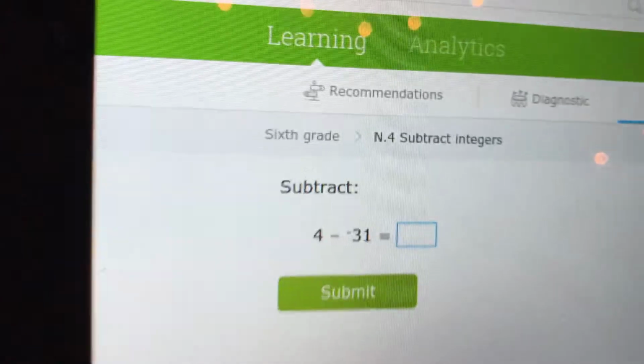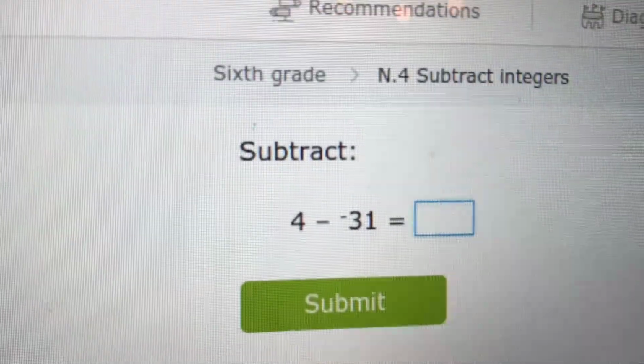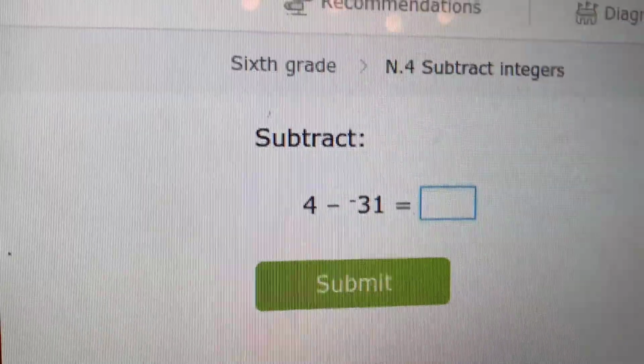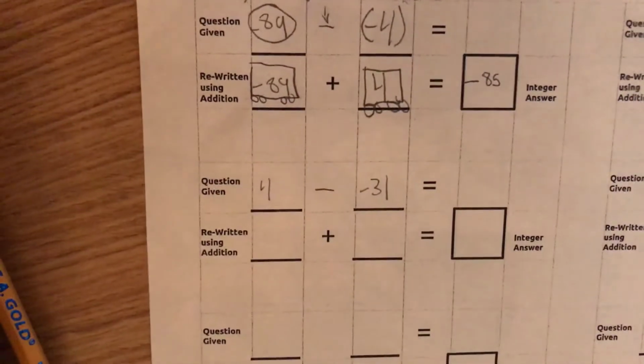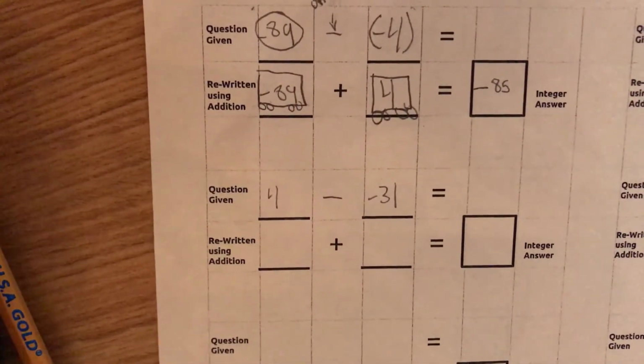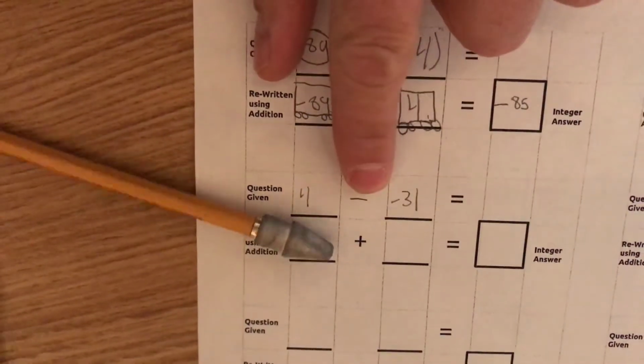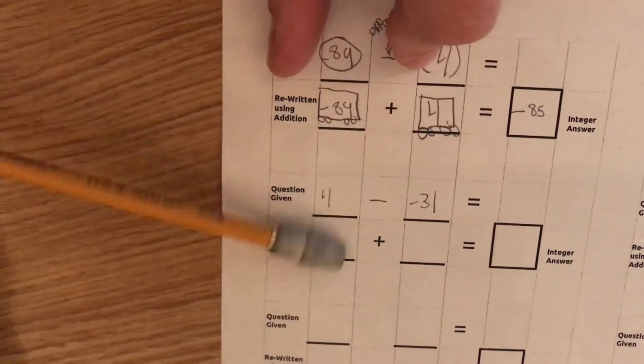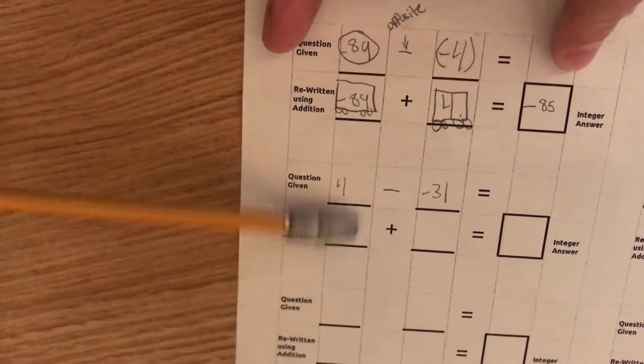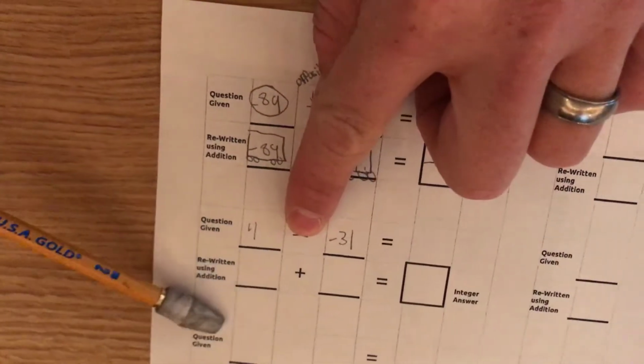We're going to put Brock under the spotlight here. All right, we're subtracting a negative, right? So on your piece of paper, tell me what your setup is. 4 minus -31. Okay. What does the minus sign really mean? Addition. How can a subtraction sign mean addition? What does this really mean? Negative. Doesn't mean negative. We're subtracting a negative.